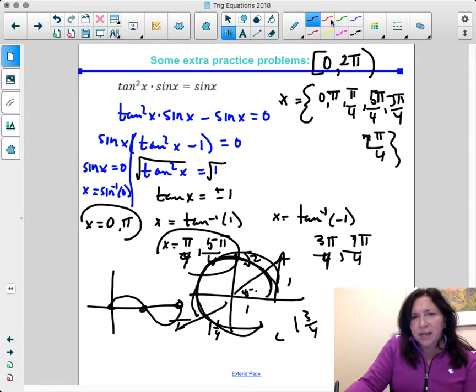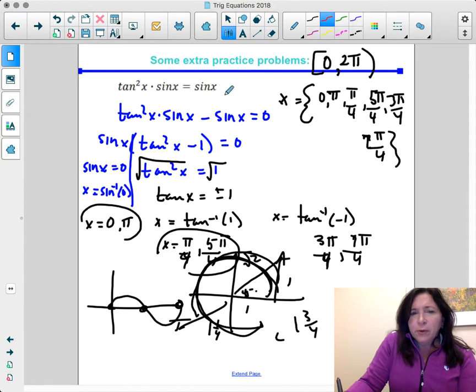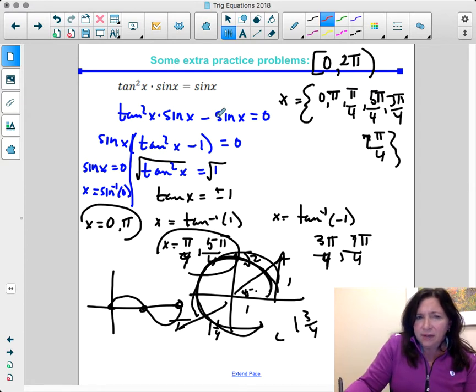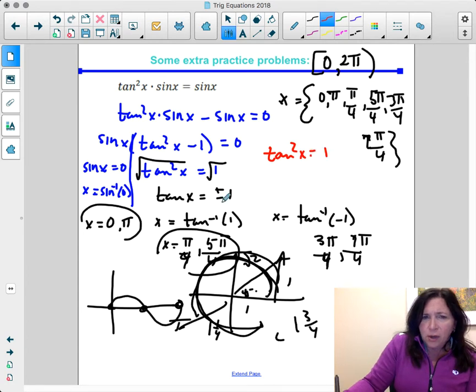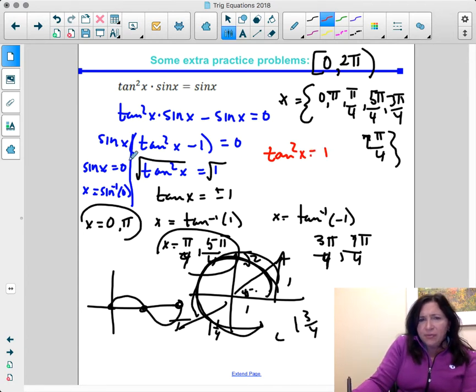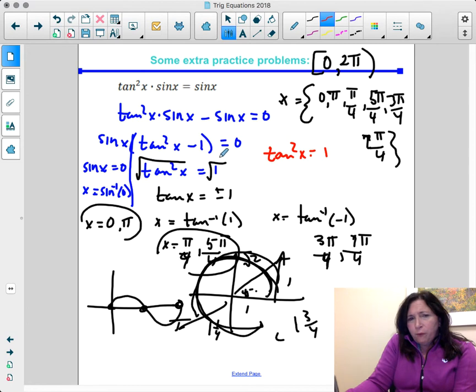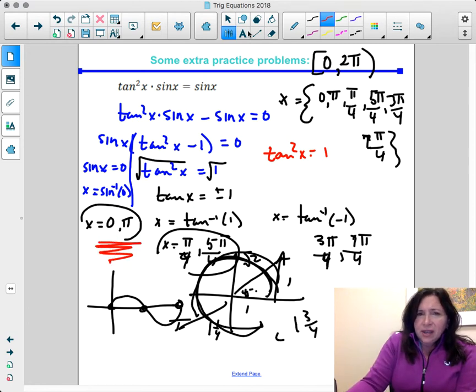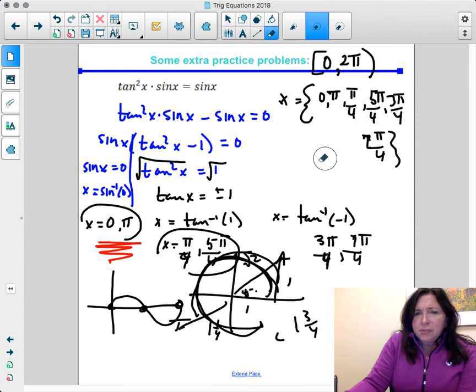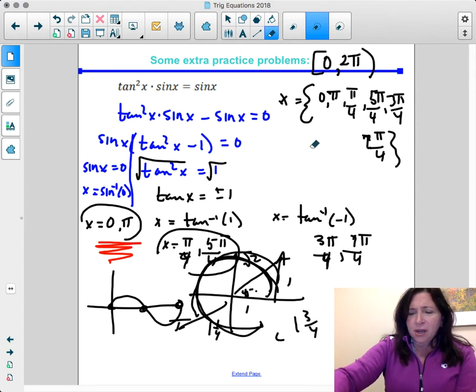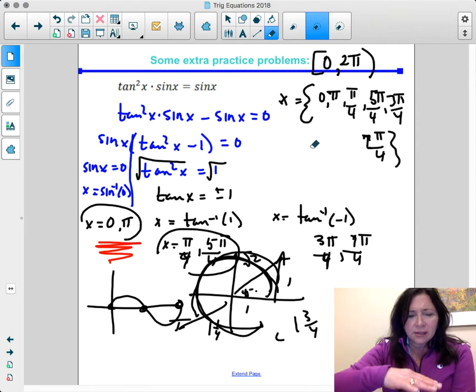Remember in the very beginning what my question was: what if we had divided out that sine? If we had divided out that sine, I would have just had tangent squared of x is equal to 1. And I would have only had this side. So I would have had 4 answers, but these 2 answers here would not have existed had I done that. So just be careful and just be cognizant that you can't divide out variables with your quadratics.